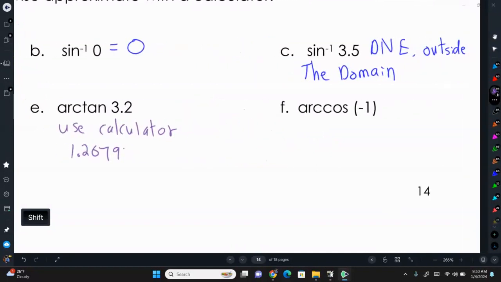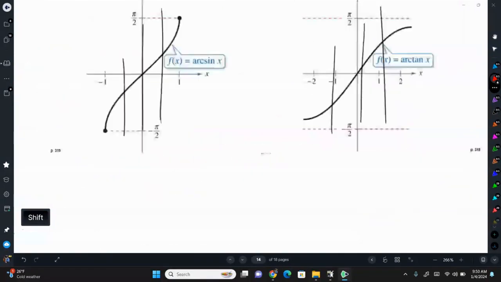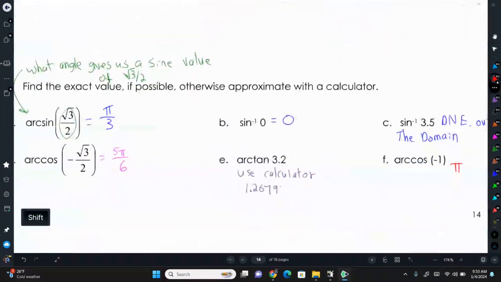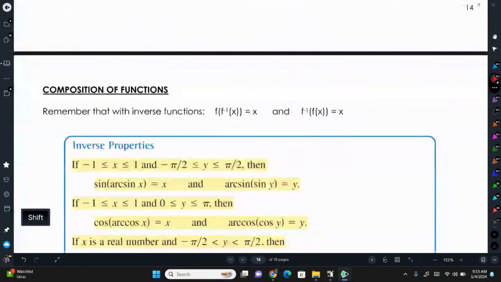And letter F, arc cosine of negative 1. So when is cosine equal to negative 1? When is that x value on the unit circle equal to negative 1? That is at pi. And again, pi fits in our range because right here it says less than or equal to pi. So again, knowing the unit circle is important, but then also realizing the restrictions we have on our domain and range.